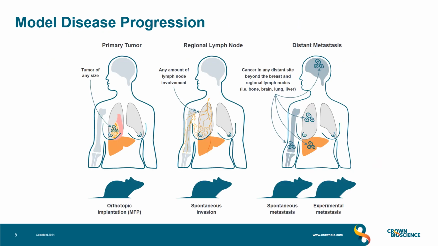So using these models, we can study disease progression from the primary tumor through to spreading into the regional lymph nodes through to distant metastasis. So what I'm going to focus on are imaging models of breast cancer, where we shall look at these different stages of disease progression.